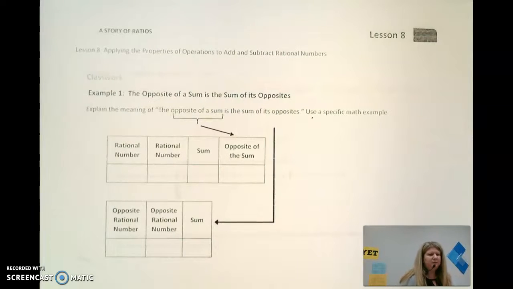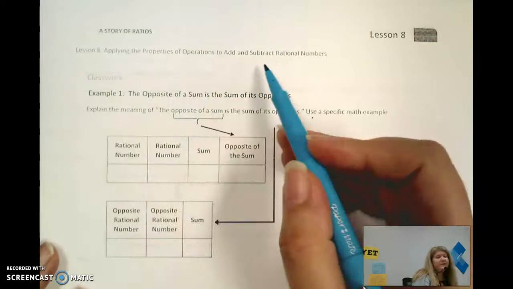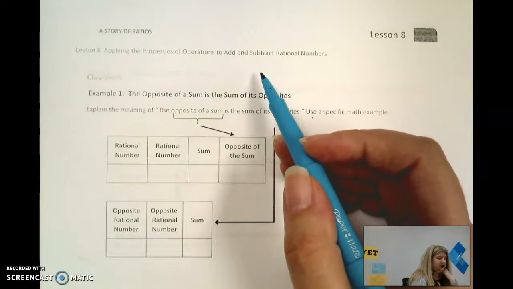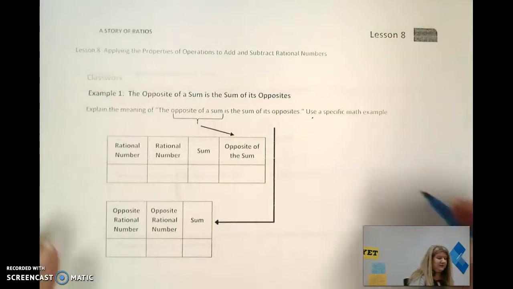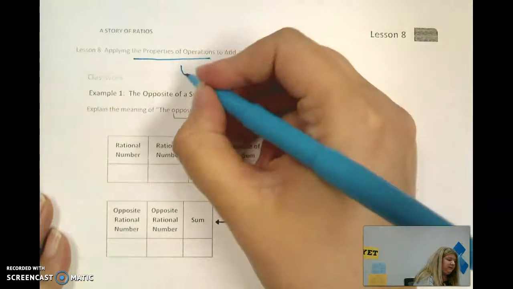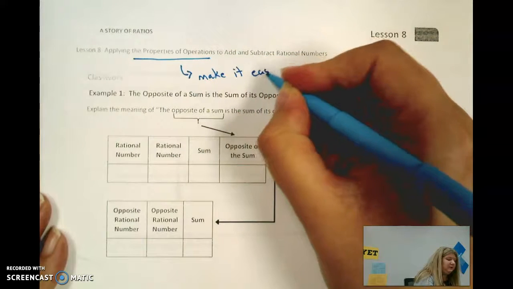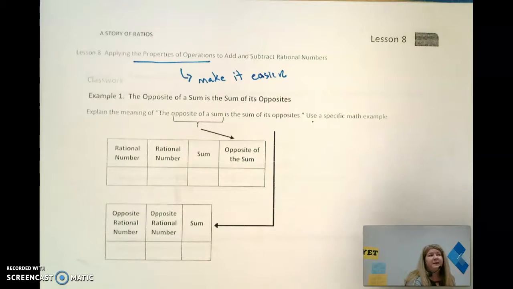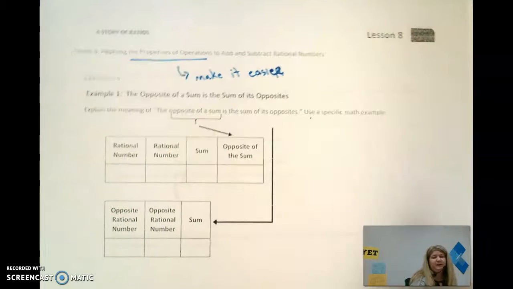Now, looking at Lesson 8. Applying the properties of operations to add and subtract rational numbers. So today we'll be talking a lot about properties, and we'll continue to do that tomorrow. We're going to use properties to make our math easier. The reason we're doing that is to make it easier. The properties aren't just something that some math teacher came up with to make you work harder and have something else to memorize. The intent is to make your math easier.